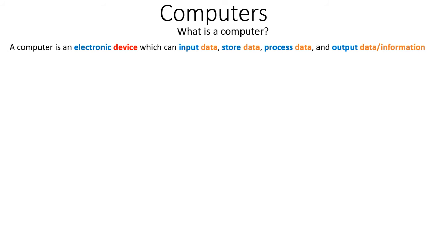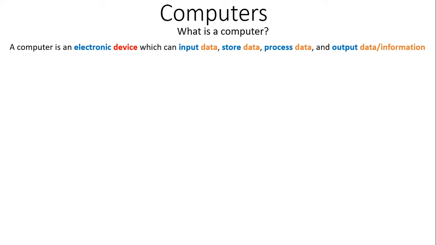Right, a computer is defined as an electronic device which can input data, store data, process data, and output data or information.